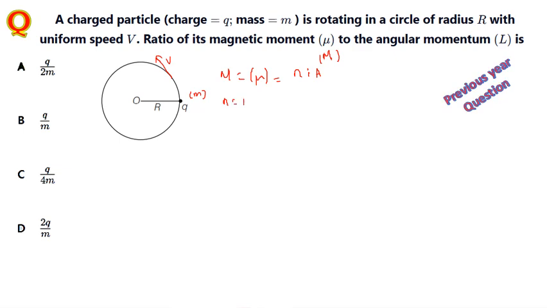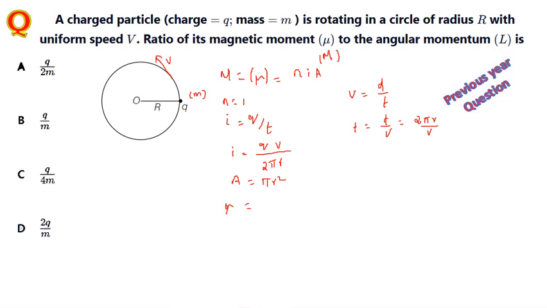And the current here is the charge over a time. Now how to find the time: velocity is equal to distance by time. From this, time is distance by velocity. The particle is moving in a circular orbit, so distance is 2 pi r, and time is 2 pi r divided by v. Now q divided by time, instead of t I mention 2 pi r by v. This is the current here. And area is equal to pi r square. Now substitute these values to find mu.